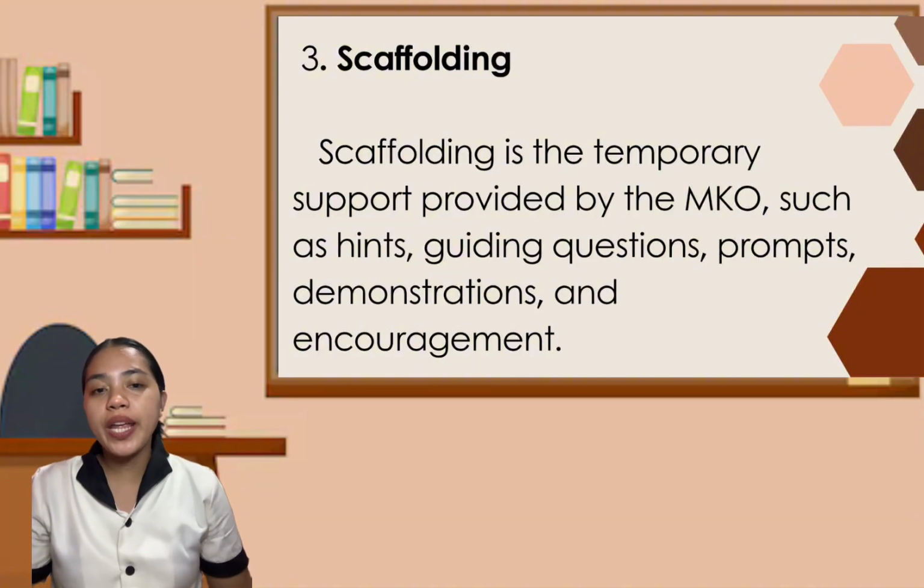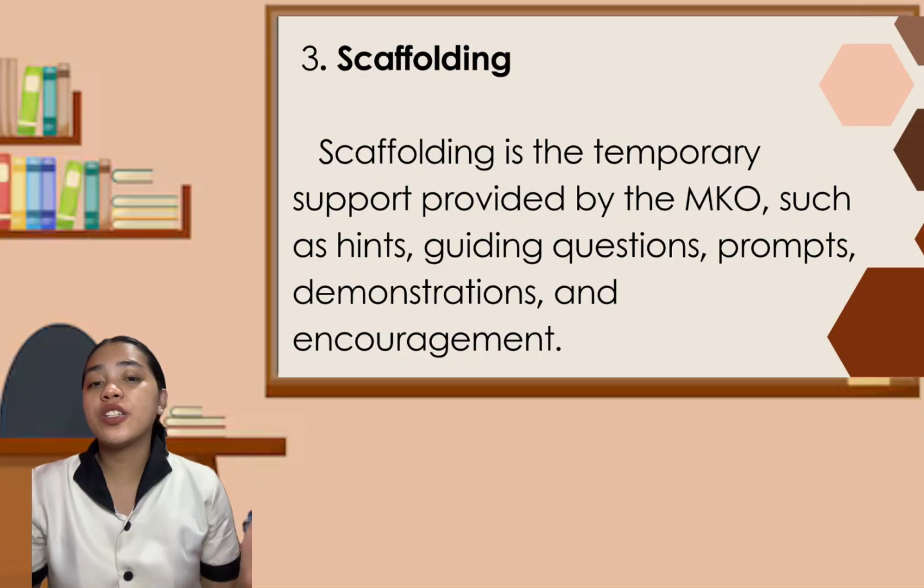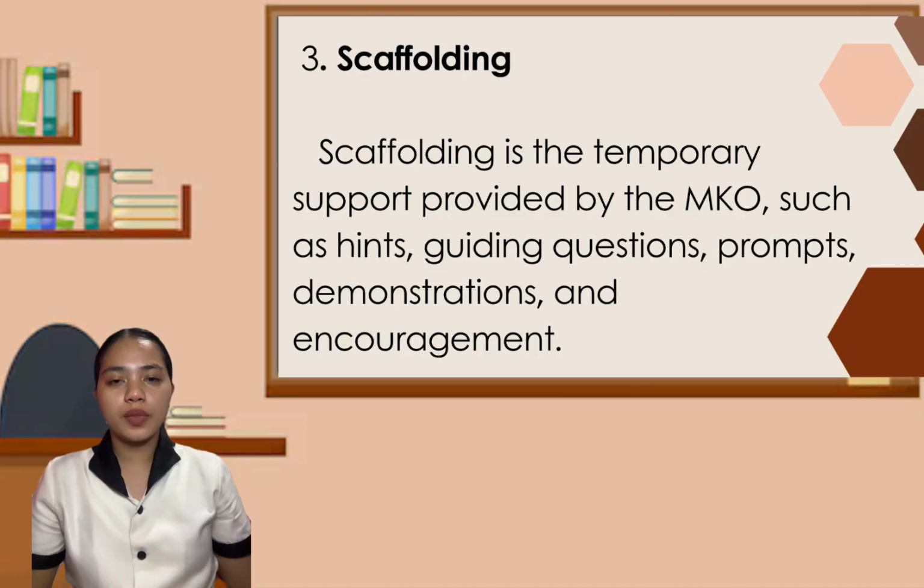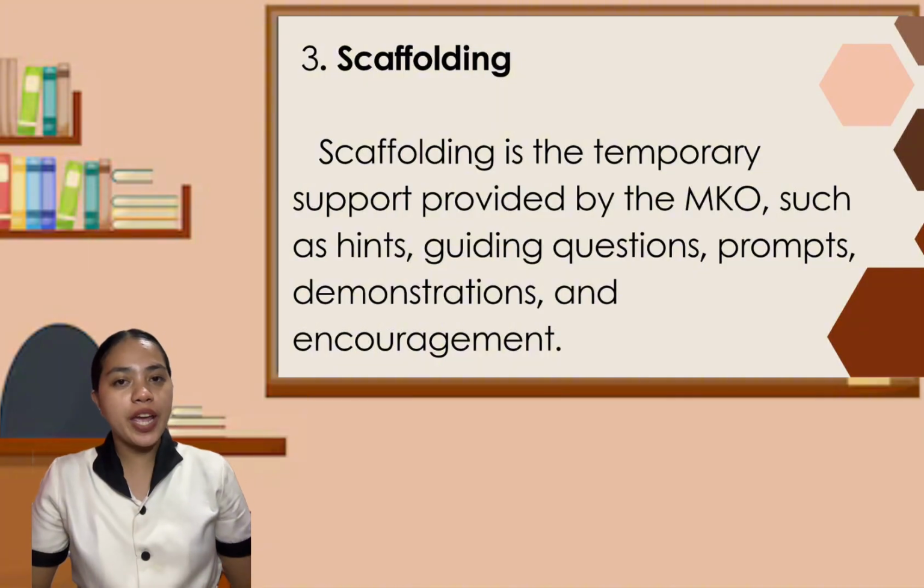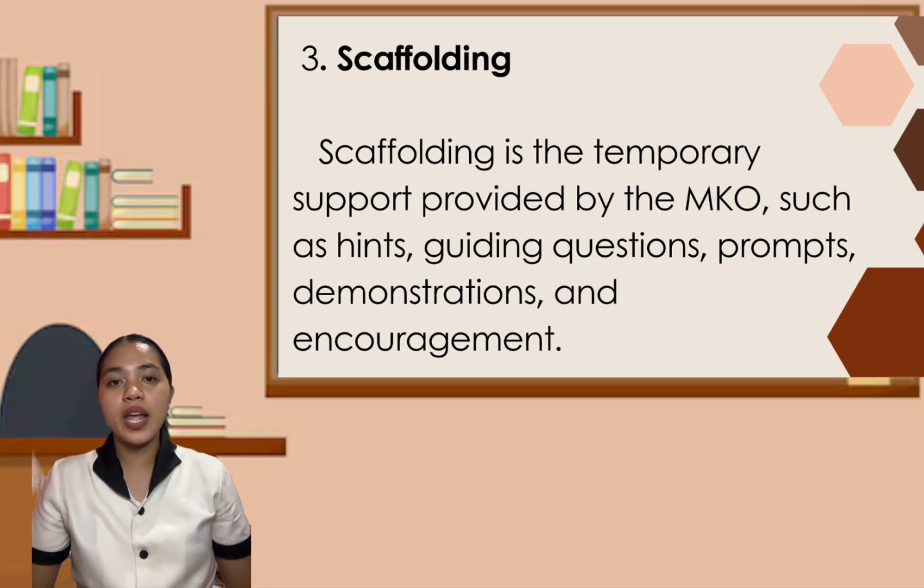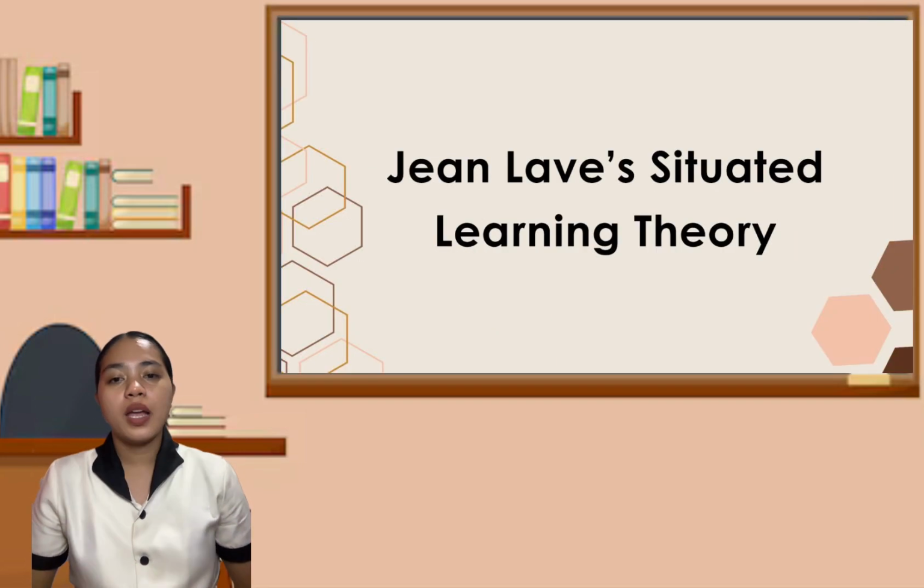So, scaffolding helps learners with different needs to succeed, and the support is slowly removed as they improve. Any questions or clarifications? None? Now that we understand Vygotsky's sociocultural theory, let's proceed to Jean Lave's situated learning theory.